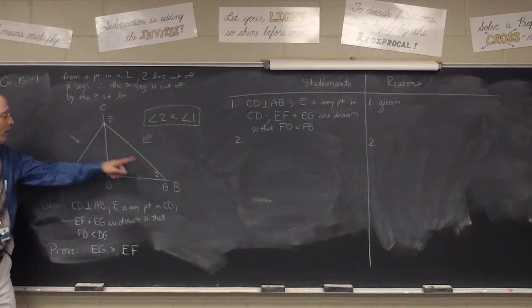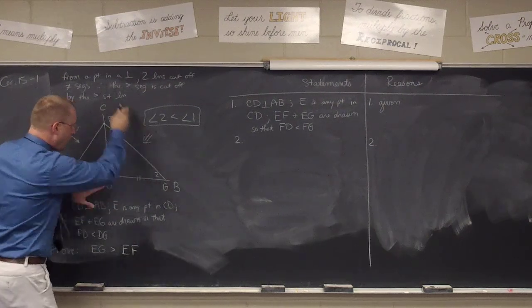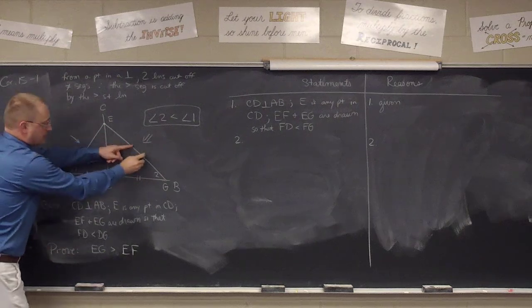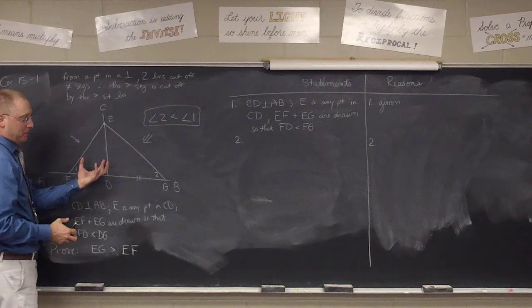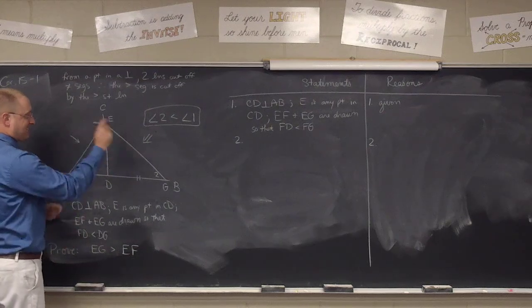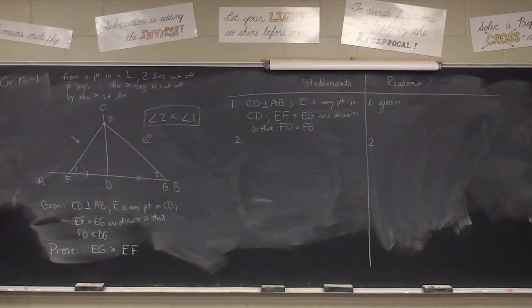If 2 is little and 1 is big, then in this triangle, this side's big, that side's little. I've got what I want to prove. So we're kind of ignoring the perpendiculars. We discussed the triangle. However, somehow, some way, we're going to use that perpendicular fact to get angle 2 and angle 1 to be unequal?